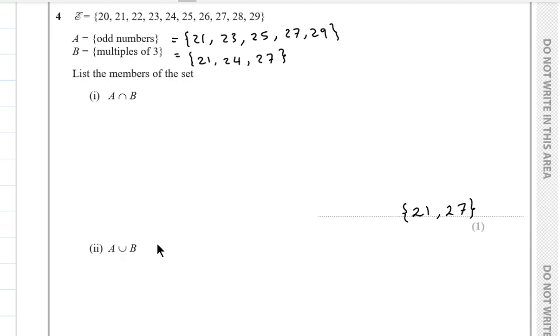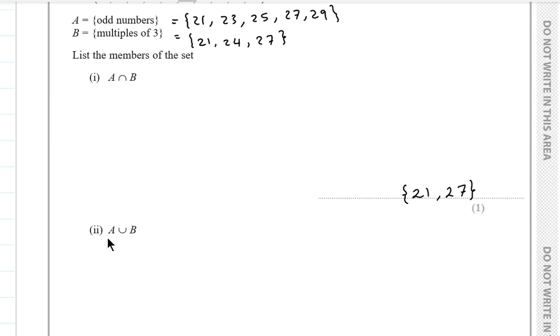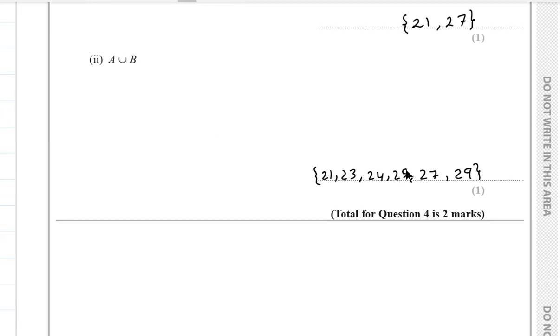Part b, A union B. To get A union B, I think we can write all the elements of A and include 24 with us in the union, right? So the answer will be like this, including 24 here. So we must have 6 elements.